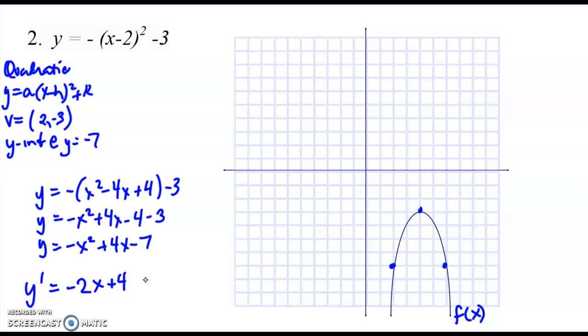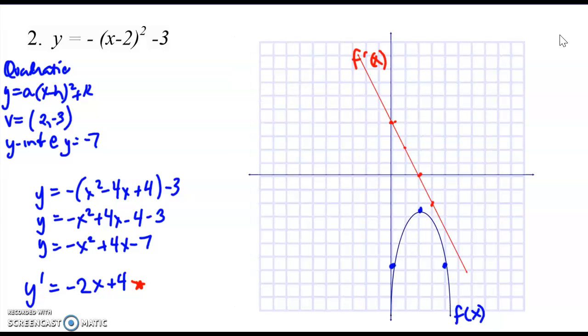Now we can see that the derivative is a linear function. We'll do that in red. And if I graph it, I get a y-intercept of 4 and a slope of -2 over 1. I also noticed that this grid had moved, so I put it back in the right place. So yours should look like this now.